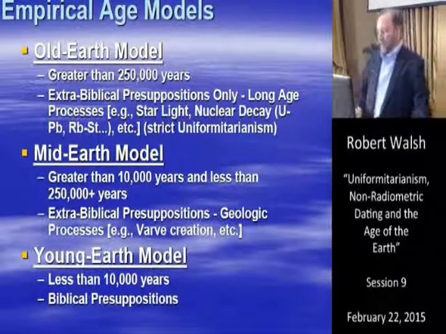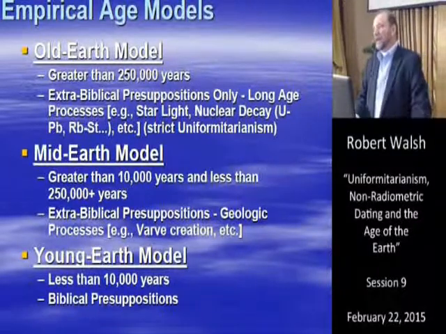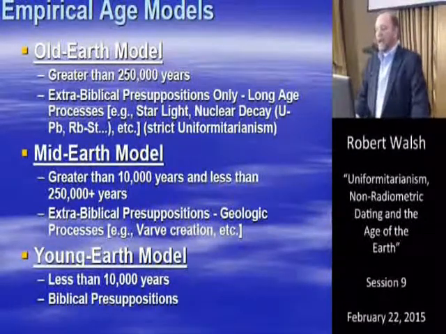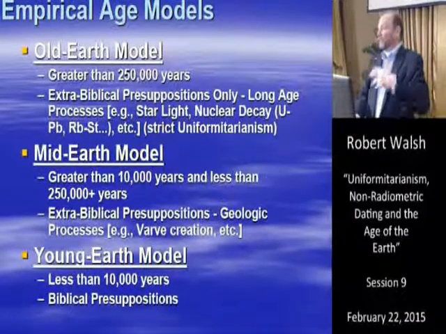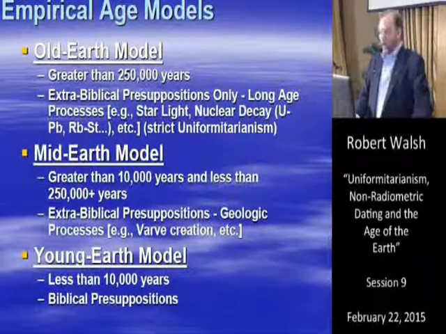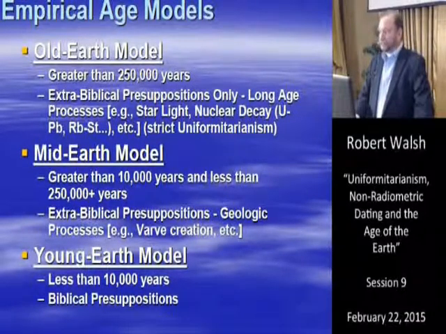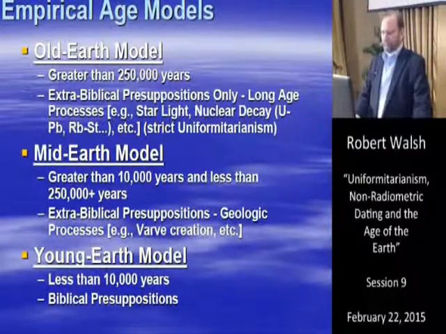Varves are layers that are created by seasonal draining that are related to glaciers, perhaps. And they occur so many times a year. Therefore, if you take the number of layers, then the Earth must be so old. And so they bring those presuppositions to the biblical text.